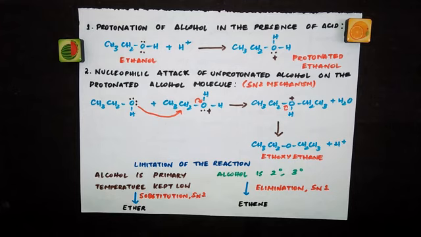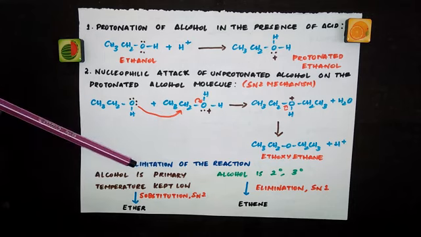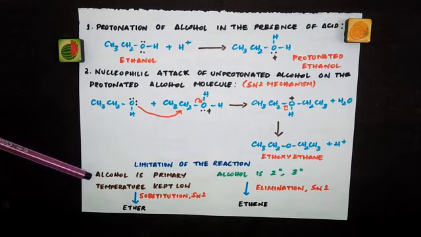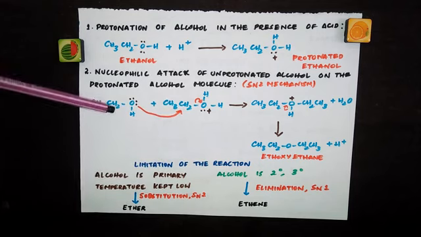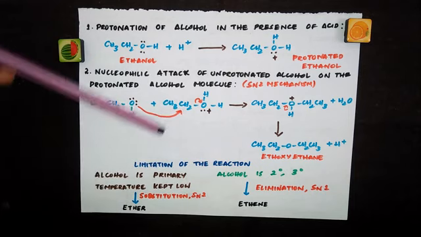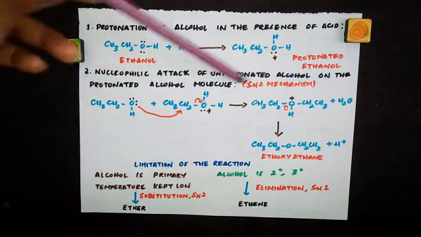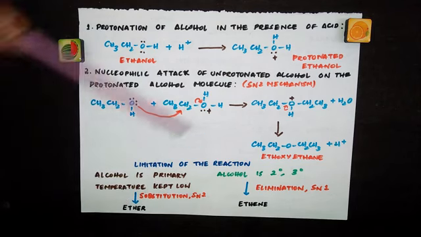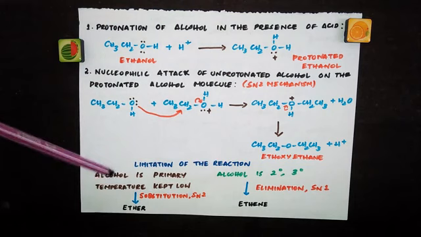So at that time, we are going to talk about this mechanism which plays a role when we use different alcohol like primary, secondary and tertiary, what product you would get. Now, the limitation of this reaction. If the alcohol is primary alcohol, see the alcohol that you are taking is primary alcohol and the temperature is kept low, then what will happen? Substitution reaction will happen which follows SN2 mechanism. So you get ether.